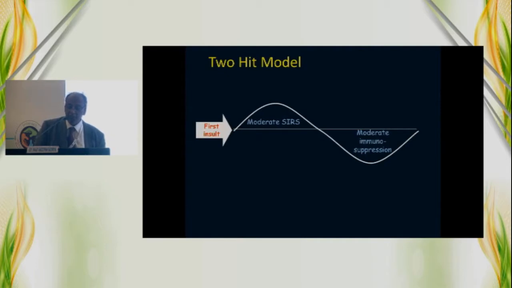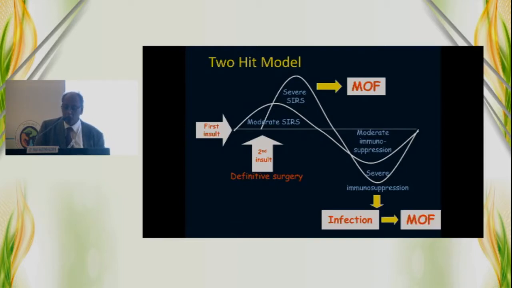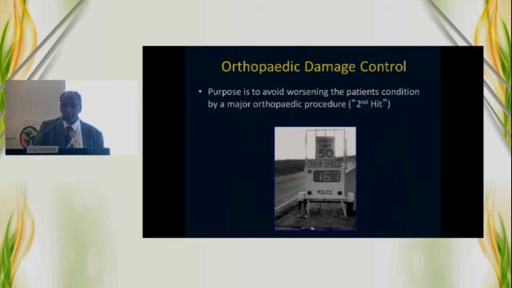So the first insult led to a moderate systemic inflammatory response and moderate immunosuppression. And then during this period, if they had a definitive or prolonged surgery with increased blood loss, you could aggravate the position, leading to a severe systemic inflammatory response and a severe immunosuppression. The severe systemic inflammatory response could lead to multi-organ failure. The severe immunosuppression could lead to infection, which could then lead to multi-organ failure. So the concept of orthopedic damage control came to be born.